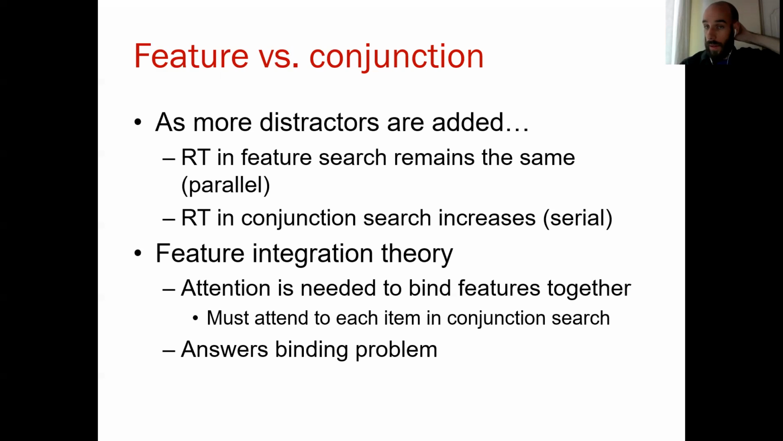There are other theories, that's just one, but I found it very powerful. Another really great reason why feature integration theory was so prominent was that it answers the binding problem. So the binding problem is actually an object recognition problem.